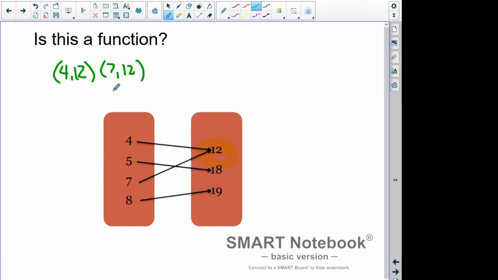Now, thinking about my definition of a function, I'm looking at the domain numbers. Of my domain numbers, 4 only matches up with 12. 4 doesn't match up with 12 and 18 and 19 or anything like that. 4 only goes to 12. And the same thing with 7. 7 only goes to one number. 7 only goes to 12. The fact that they both go to 12 we don't care about. We just care that 7 in the domain only goes to one number, and 4 in the domain only goes to one number. So is this a function? Yes. And our domain would be 4, 5, 7, and 8, and our range would be 12, 18, 19.